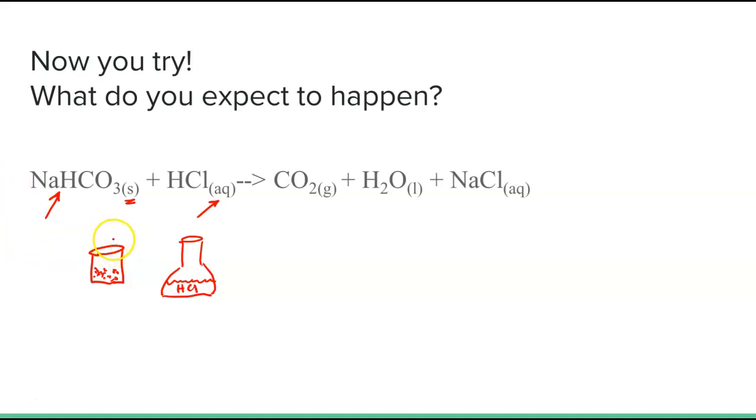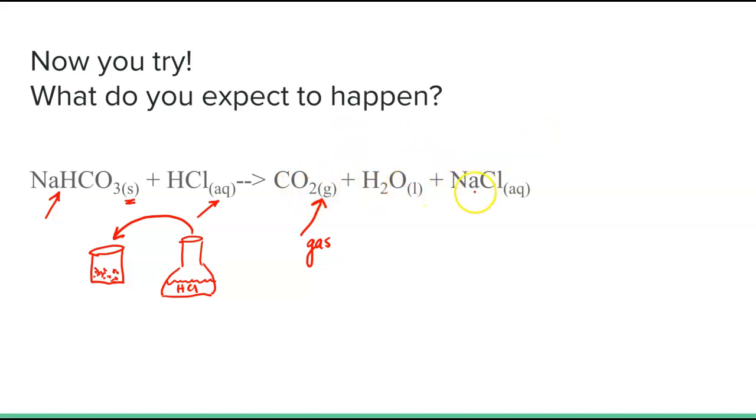When I mix these two together, if I were to pour this into that, it's going to tell me that these three new chemicals are going to be produced. So what would I expect to see? If you said you're going to expect to see bubbles, you're absolutely correct. Why are you going to expect to see bubbles? Because G stands for gas. That means that a gas is going to be produced. So when you look at those bubbles, you know exactly what that bubble contains. It contains the chemical CO2.